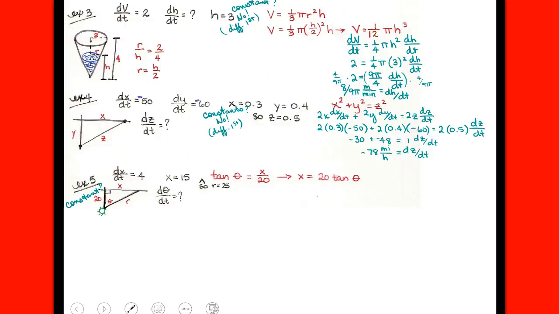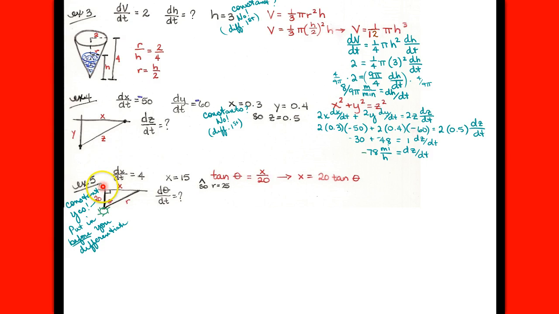And they were kind enough to give us a picture so that we could see what they're talking about. Here's my searchlight. Here is a constant value of 20. Nobody's picking up the searchlight and moving it. Nobody's picking up the path and moving it. So that 20 is a constant value that I am going to put in before I differentiate.